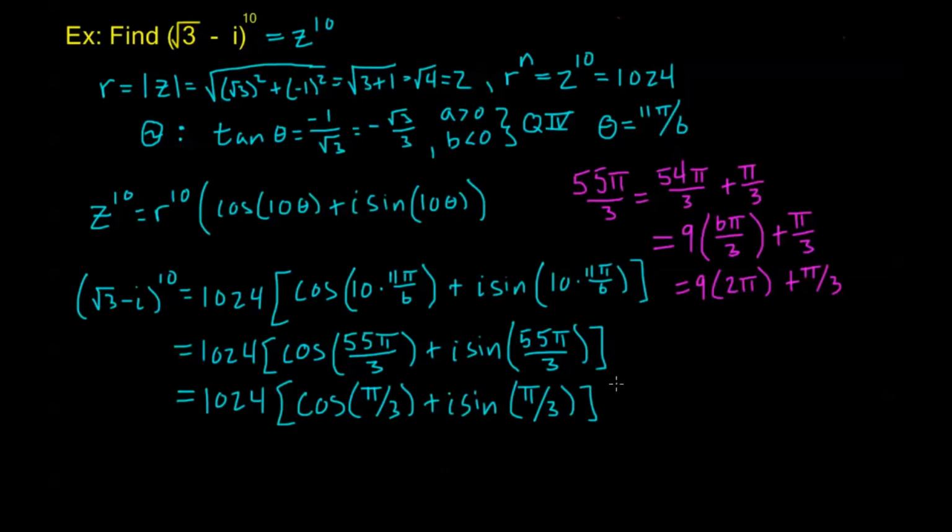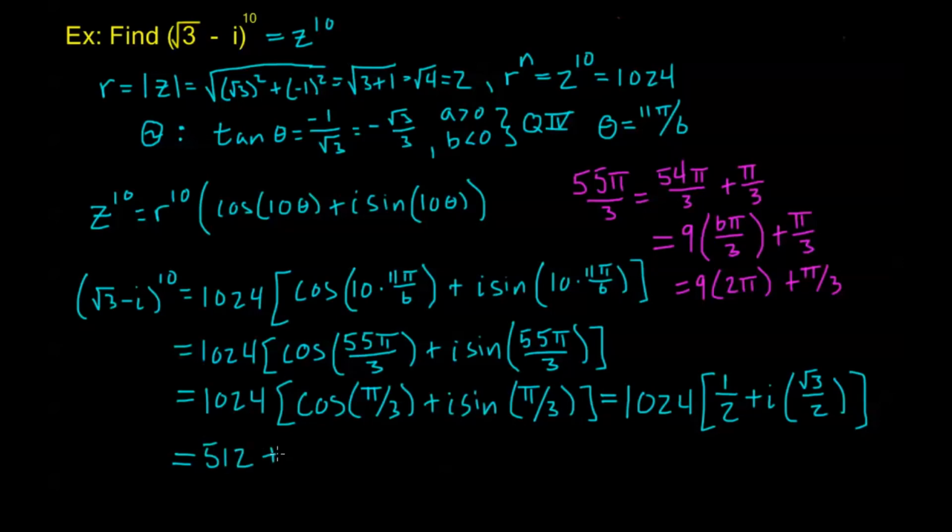But usually you'll be asked to find an a plus bi answer. So let's go ahead and take a look at that. That's 1024, and I want to solve now for cosine and sine. Now cosine of pi over 3 is 1/2, plus i, and sine of pi over 3 is root 3 over 2. And multiplying this through, half of 1024 is 512. So this becomes 512 plus 512 root 3 i. So here we have our a plus bi form of root 3 minus i to the 10. So a little bit more difficult of an example than our previous video, so this gives us some extra practice.